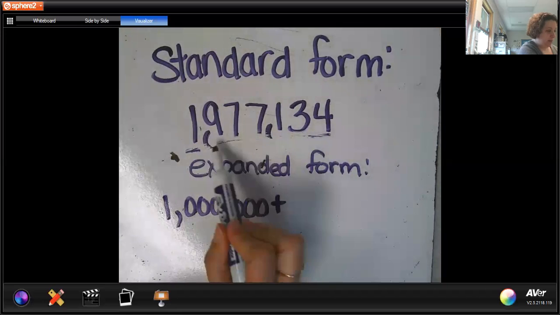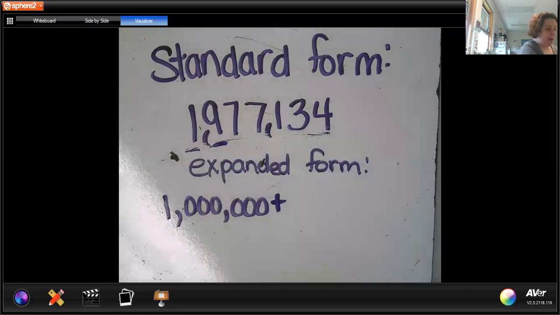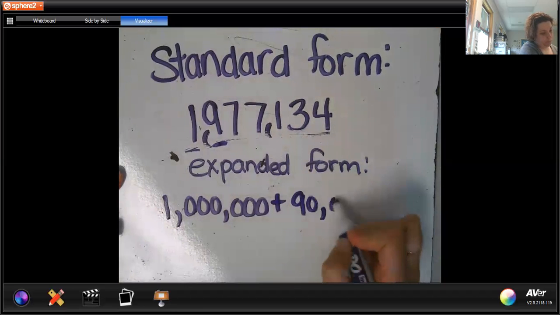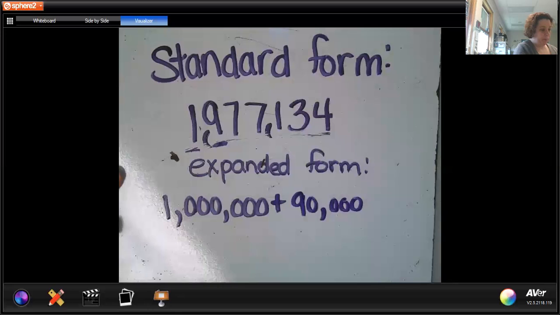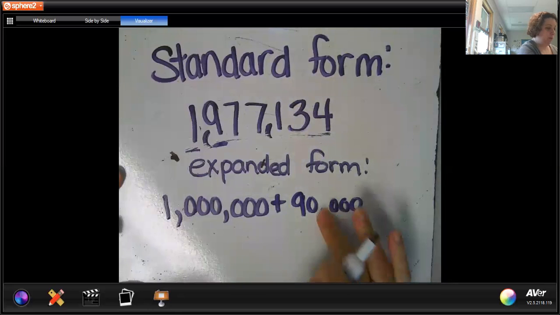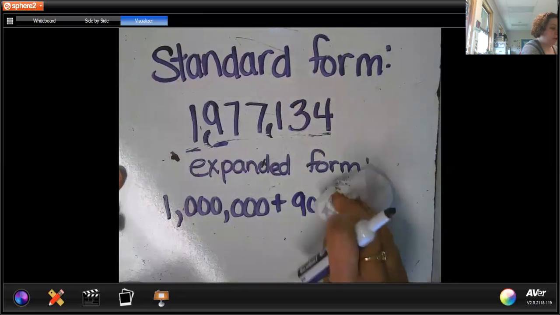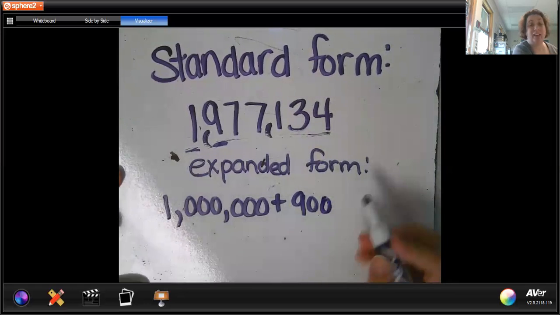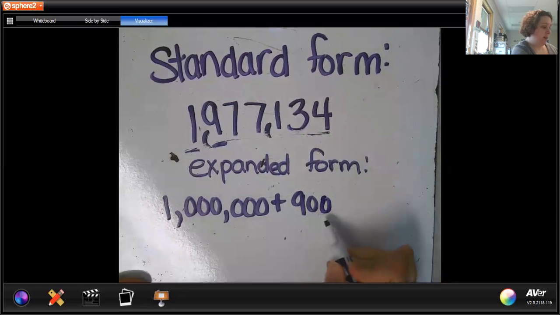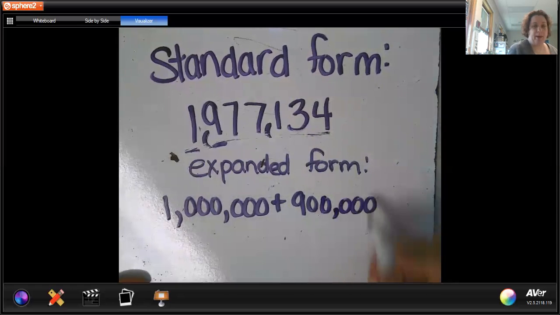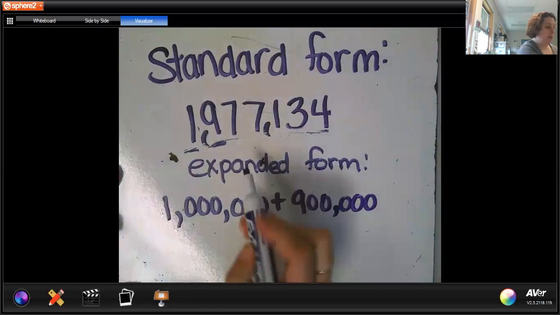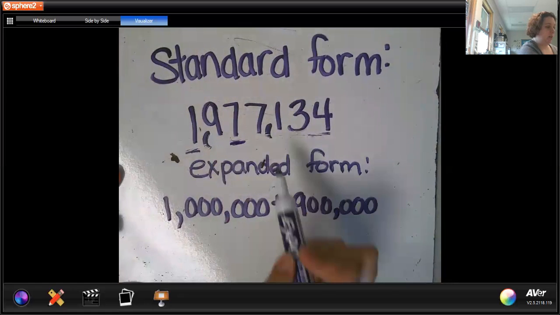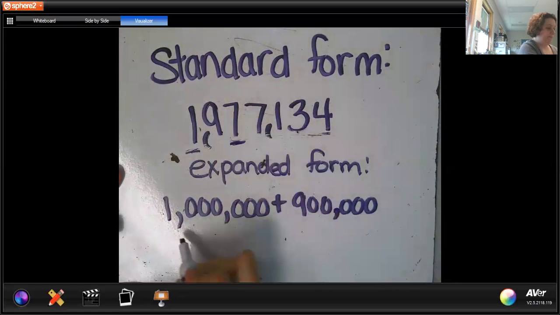Then I go to the next place, and that's going to be 900,000. Then I need 5 zeros after it. Oops, that's only 4. That's why you check. Because everybody makes mistakes, so you've got to make sure you check yourself carefully, even if you're the teacher. So 900,000 is going to be my next number. Then the next place value is 70,000. So it's going to have 1, 2, 3, 4 zeros after it.